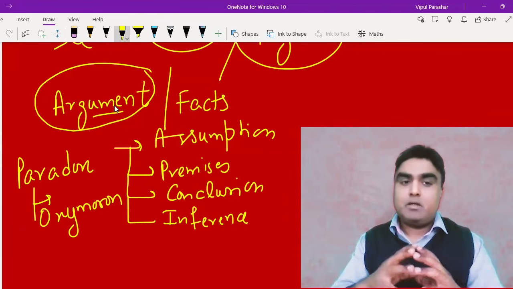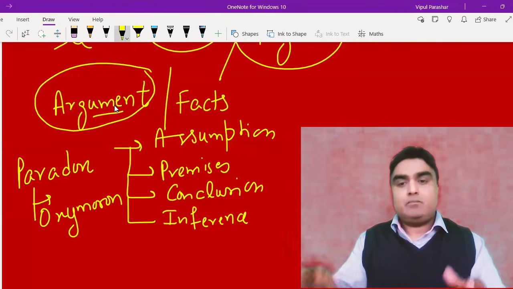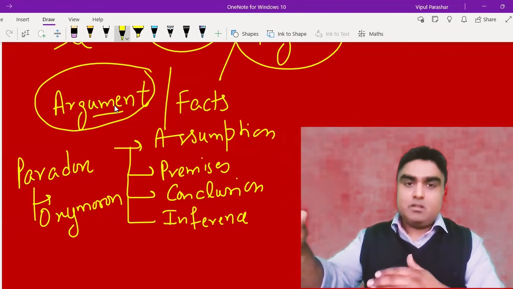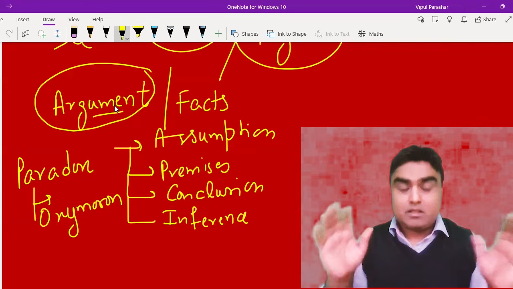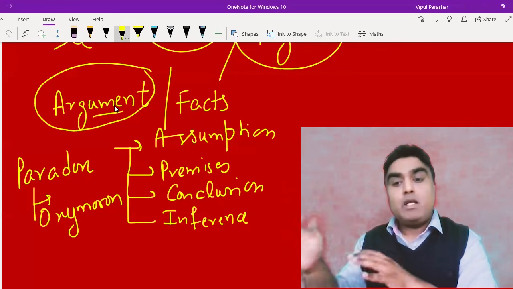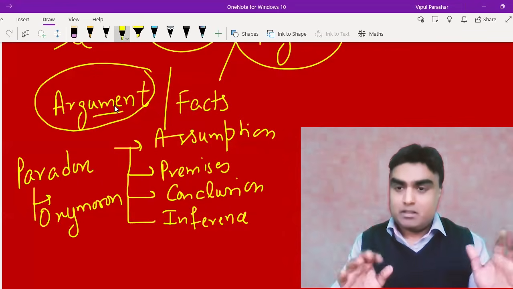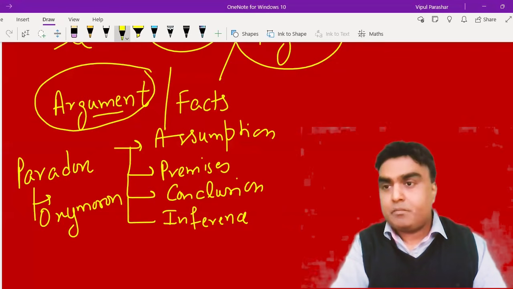There can be a passage which is only facts. Let's say I'm talking about the population of Uttar Pradesh is this, Maharashtra is this, Tamil Nadu is this, France is this, literacy is this. It can even be a kind of passage which may only have facts or premises. So that's not called an argument in a way. Okay, making sense? Okay.